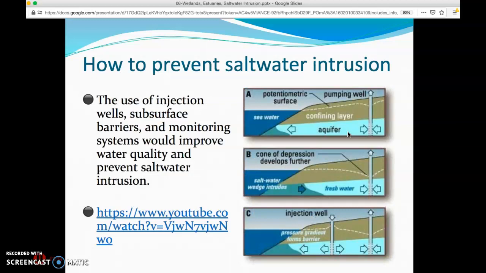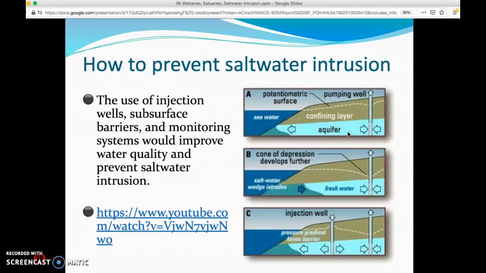How to prevent it? We can use injection wells, which is different than our regular wells. We can use a subsurface barrier, so we can put a barrier underneath the water that's going to stop the movement of the salt water. And we can monitor the systems, which is a big thing, because oftentimes we don't know that a well has been intruded upon by salt water until you go to take a drink and it is salty.